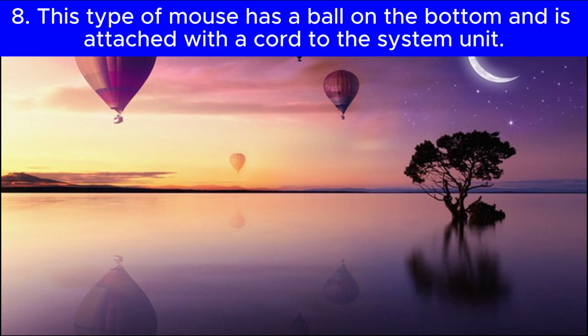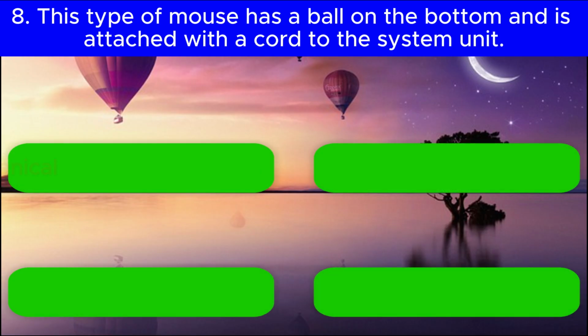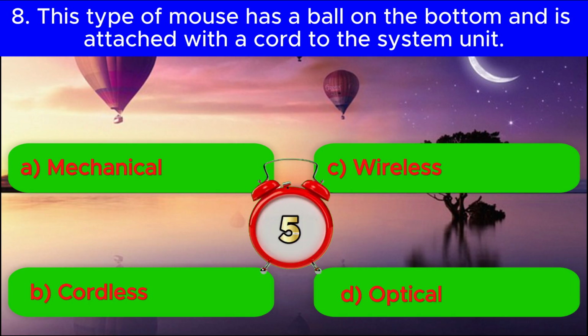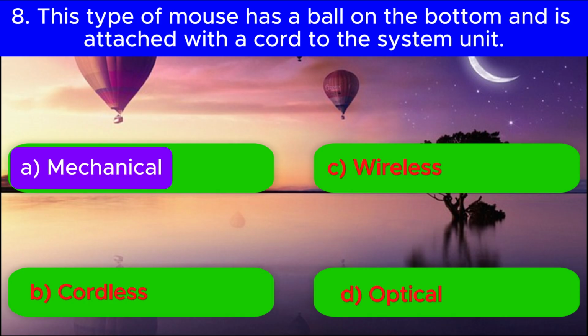8. This type of mouse has a ball on the bottom and is attached with a cord to the system unit. A. Mechanical. B. Cordless. C. Wireless. D. Optical. And the correct answer is A. Mechanical.